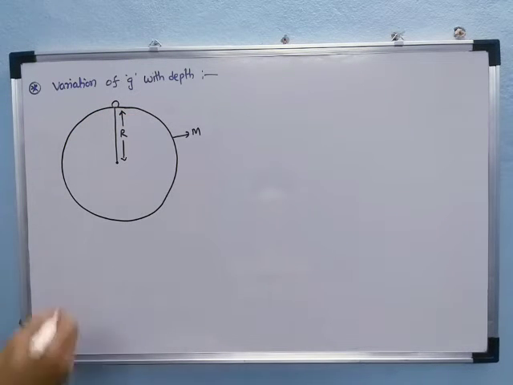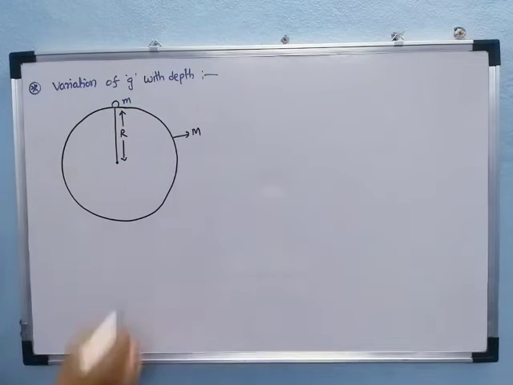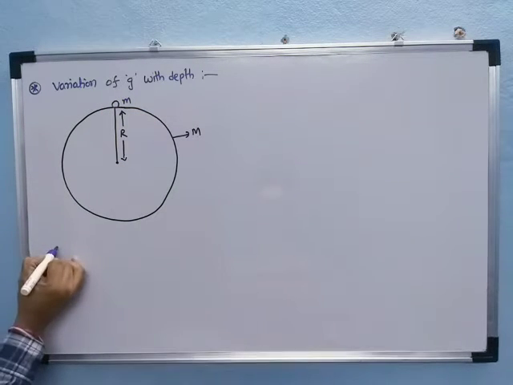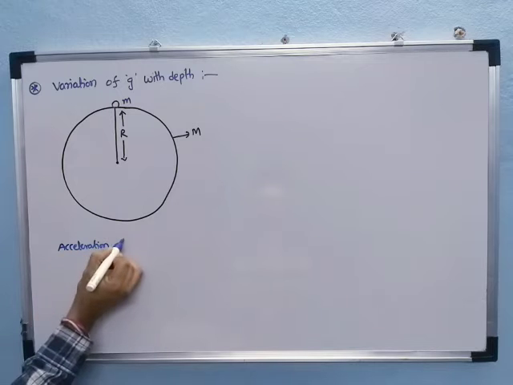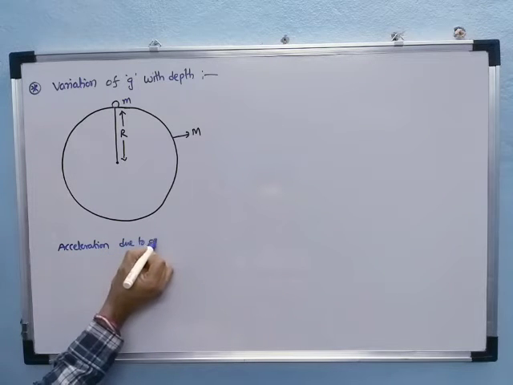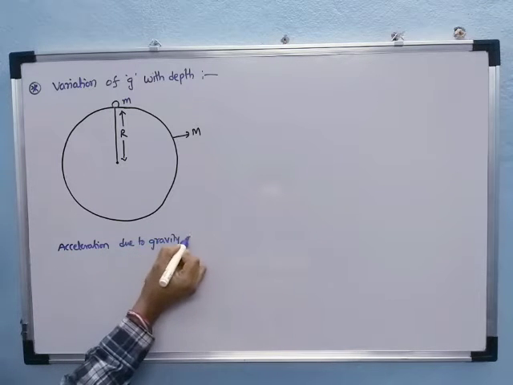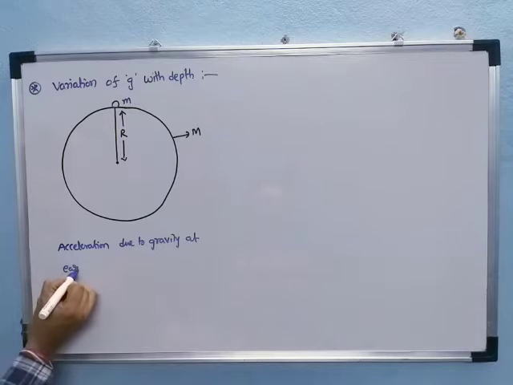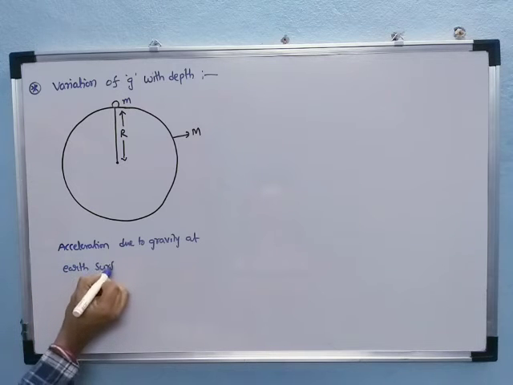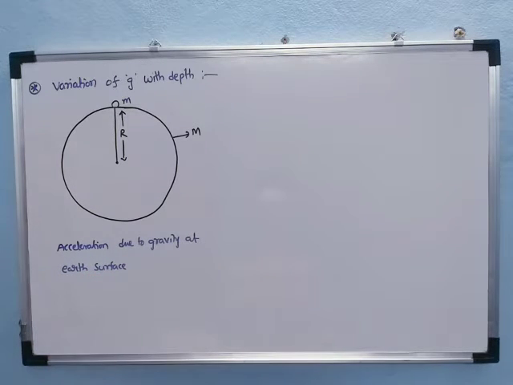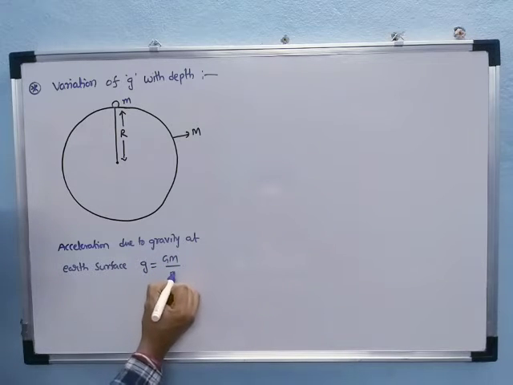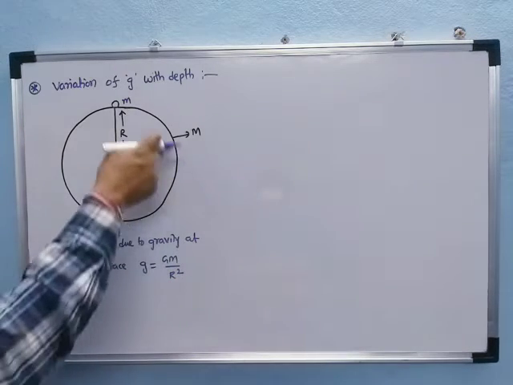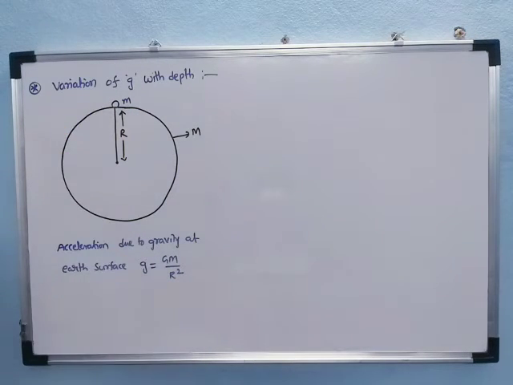Now the object is placed on the surface of the Earth, and its mass we consider as small m. Now again we can find the acceleration due to gravity at the Earth's surface. The g is equal to GM by R square. But the Earth is like a sphere, and the sphere has a density.